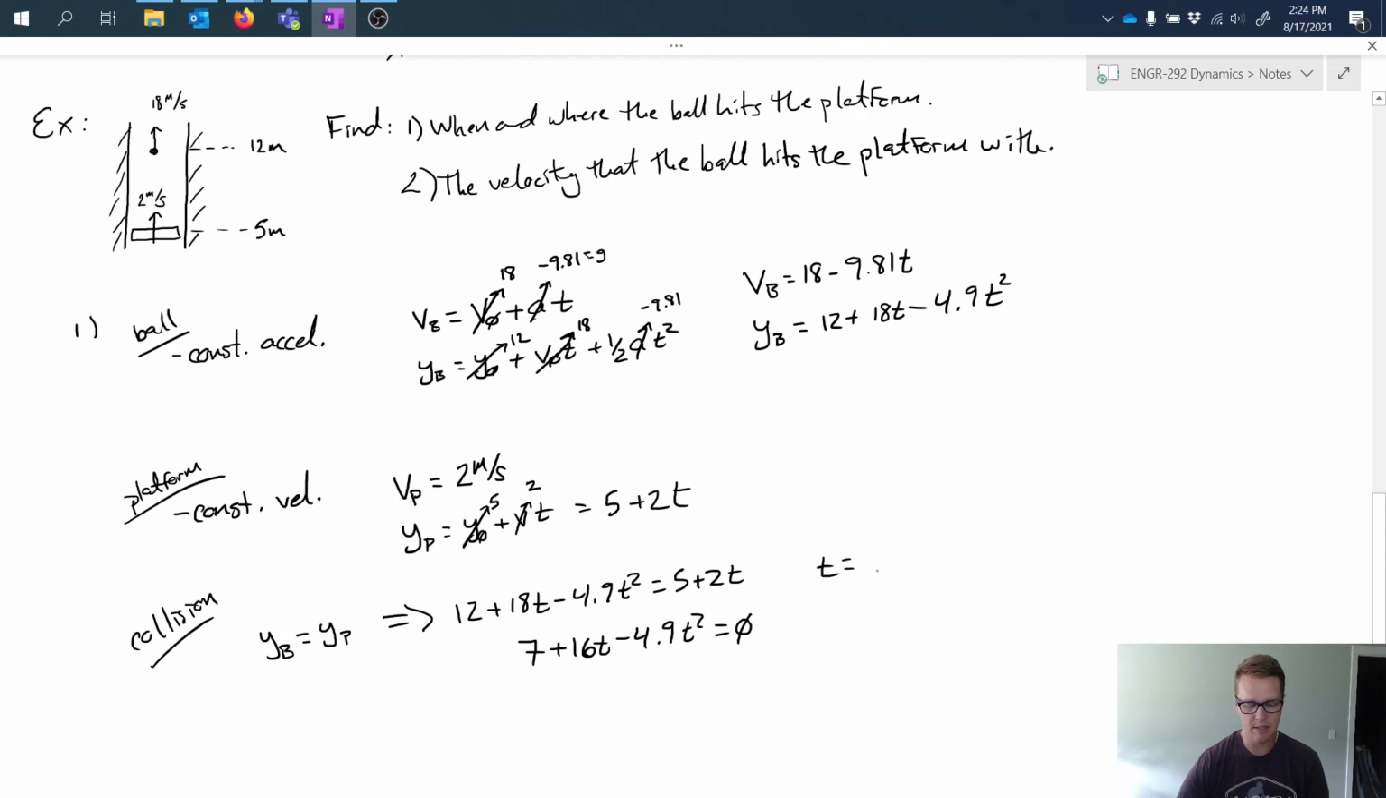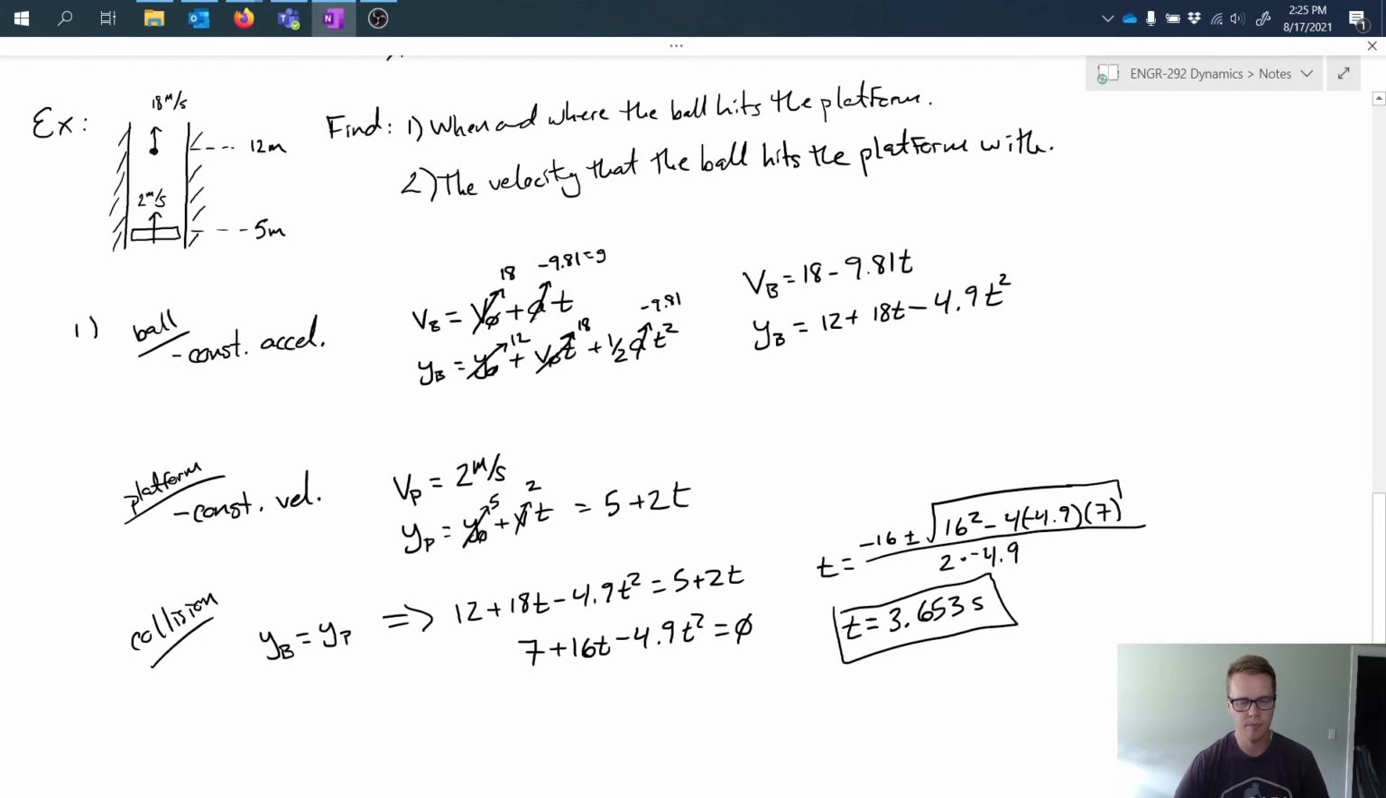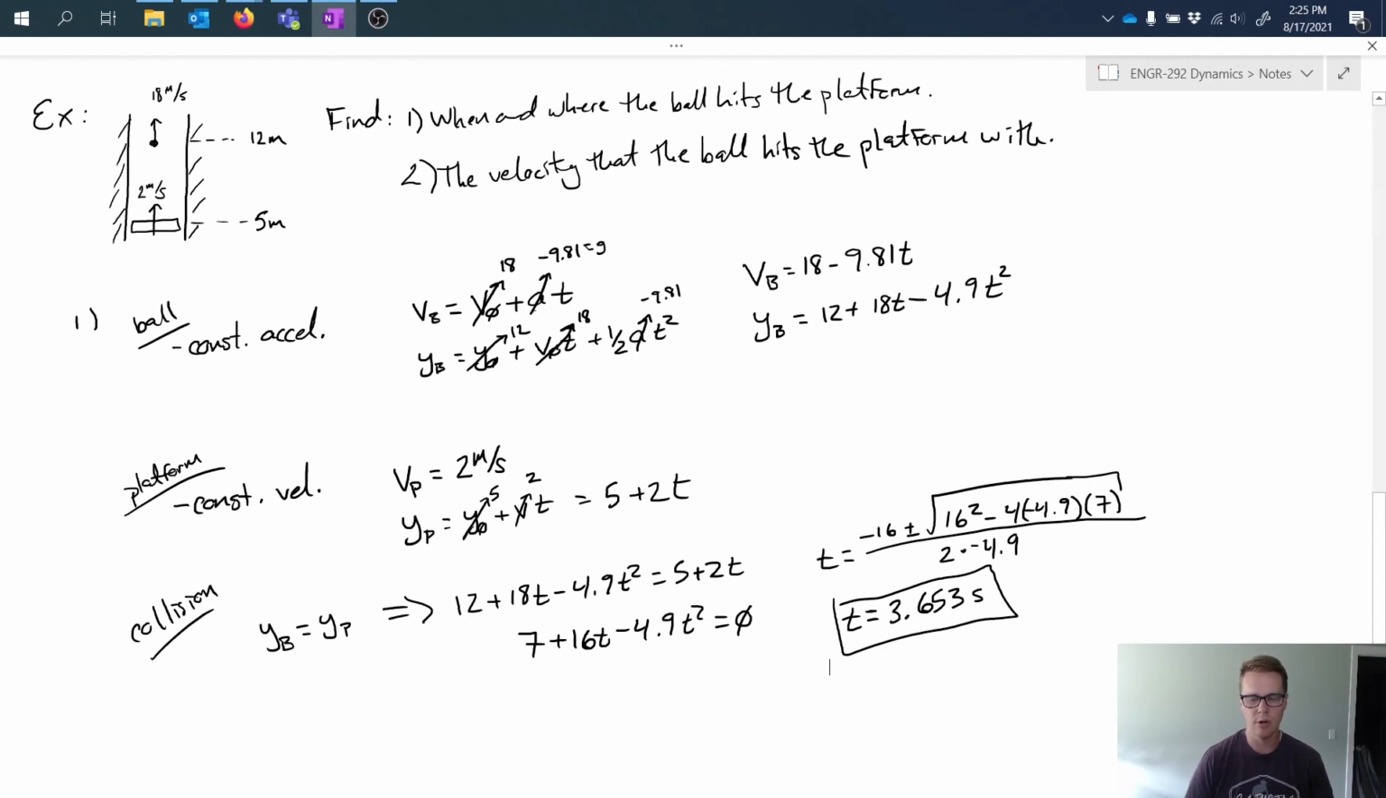So I find that t is equal to negative 16 plus or minus the square root of 16 squared minus 4 times negative 4.9 times 7, all divided by 2 times negative 4.9. And if I run all this through my calculator, I'm going to get two answers. In this case, only the positive answer would make sense, so I'm going to get 3.653 seconds. And that tells me the time at which this collision is likely to occur.